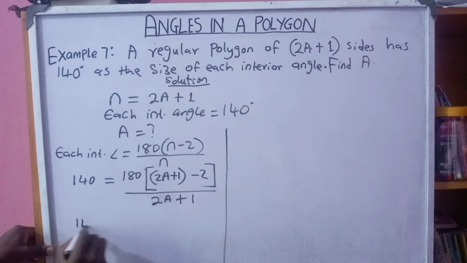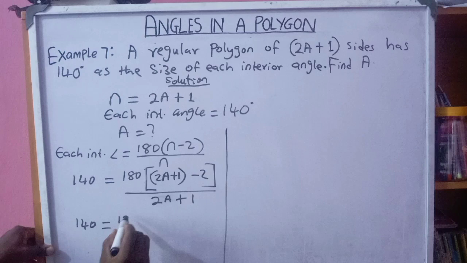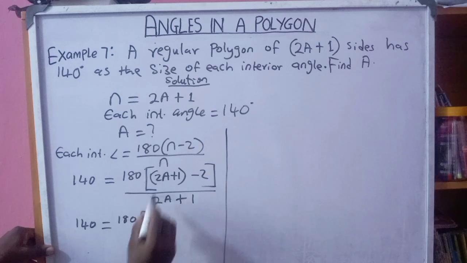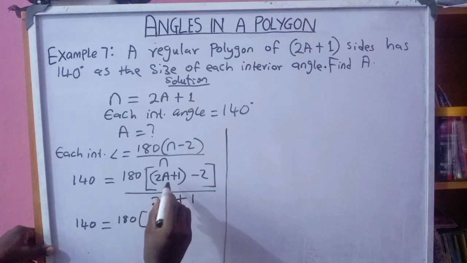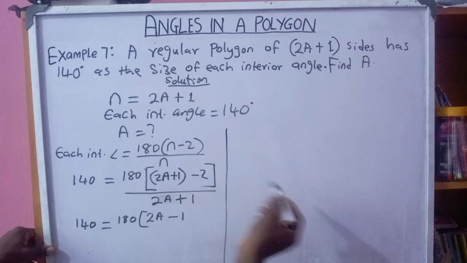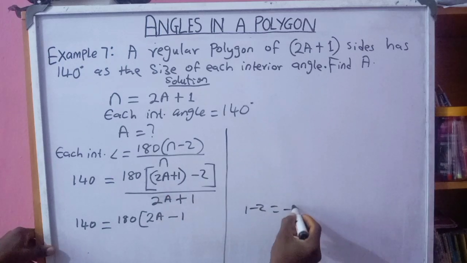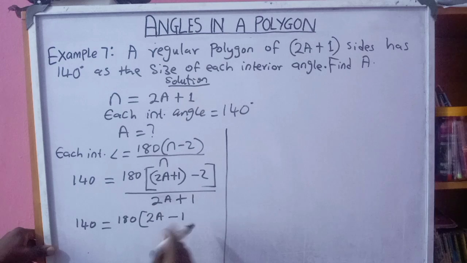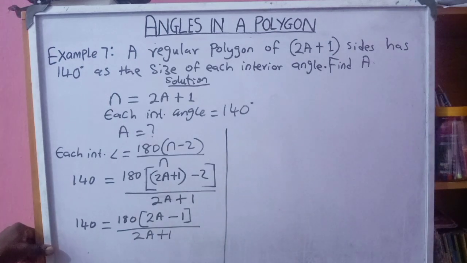We have 140 is equal to 180. Let's write it again. Bracket. We have 2a plus 1 minus 2 will give us minus 1. Or 1 minus 2. 1 minus 2 will give us minus 1. So that's why we have to have this one as minus 1 all over 2a plus 1. Let's continue at the other side. Alright, so we have to now open the bracket finally.